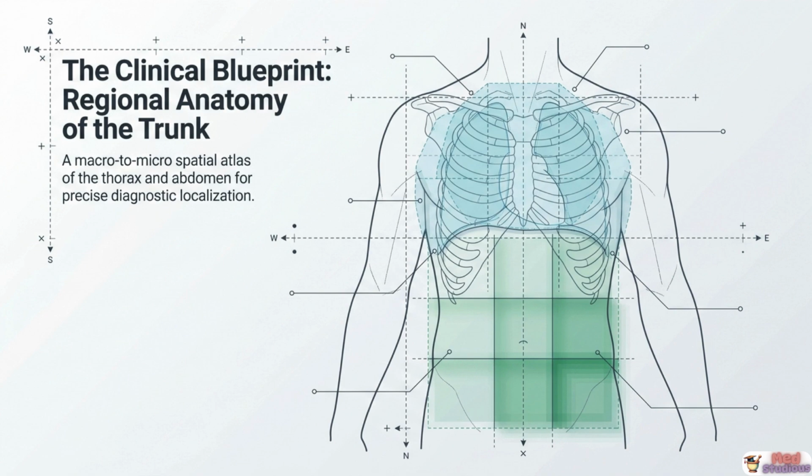Welcome to Med Studious. In this video, we are constructing the complete clinical blueprint of the trunk, the macro to micro spatial atlas of the thorax and abdomen that forms the foundation of all diagnostic localization in clinical medicine. The trunk is the central pillar of the human body. It houses the most vital organs in existence: the heart, the lungs, the liver, the stomach, the kidneys, the intestines.